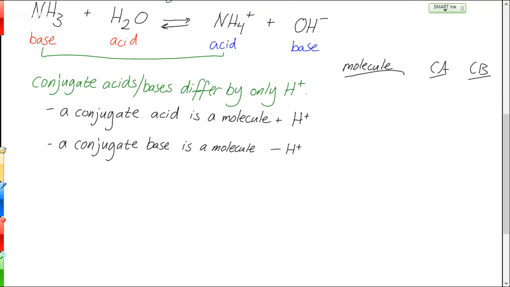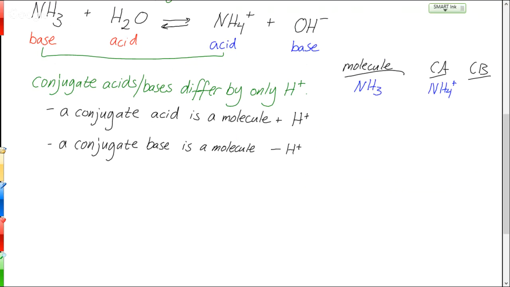So if our molecule is ammonia, its conjugate acid is what we get when we add H plus, which we've just decided is NH4 plus. We add H plus, which means we add both the atom H, but we also increase the charge by +1. So if it's neutral, it's going to go to +1. If it's +1, it's going to go to +2. If it's -1, it's going to go to neutral. So you increase the charge by 1, because you're adding H plus. So you're adding H and you're adding a positive charge.